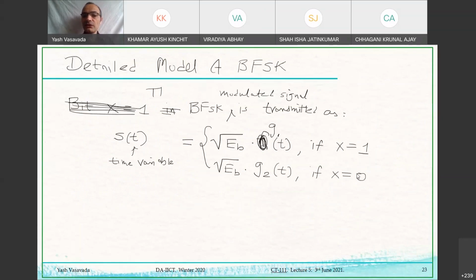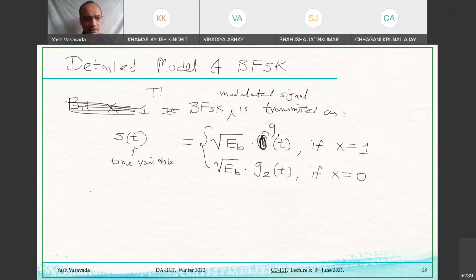So if incoming bit is 1, then we take some waveform G1 of t and multiply by square root of EB. Basically, we amplify it so that its amplitude becomes square root of EB times the original amplitude. If x is equal to 0, then we replace G1 with G2. And we again multiply by square root of EB. And then the transmitted signal becomes that. Okay.